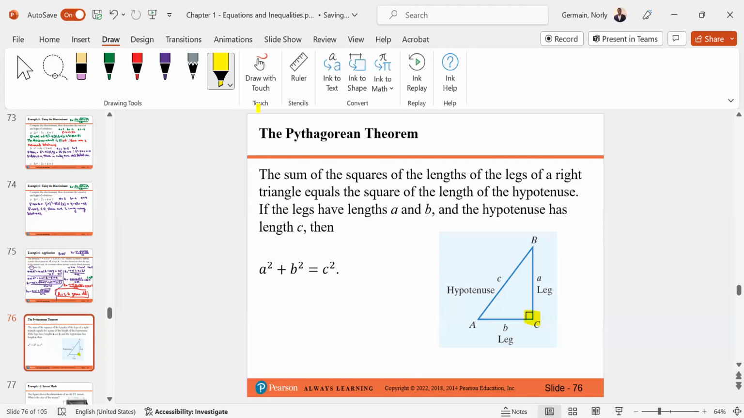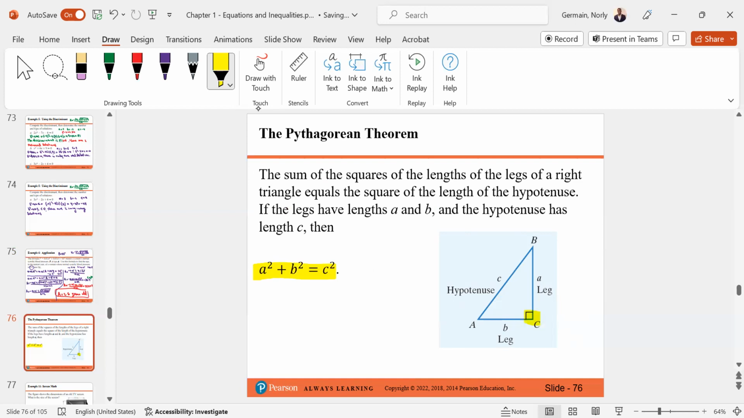So if the legs have lengths A and B, and the hypotenuse has length C, this is how we define the formula: the square of the length of the hypotenuse is equal to the sum of the squares of the other two legs, right? We call that the Pythagorean theorem. And remember, the right angle is opposite the hypotenuse. The hypotenuse is the longest side.